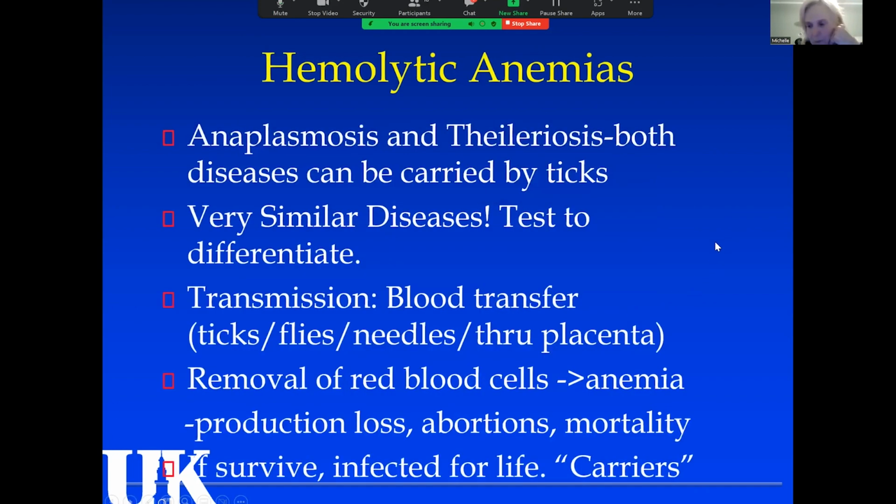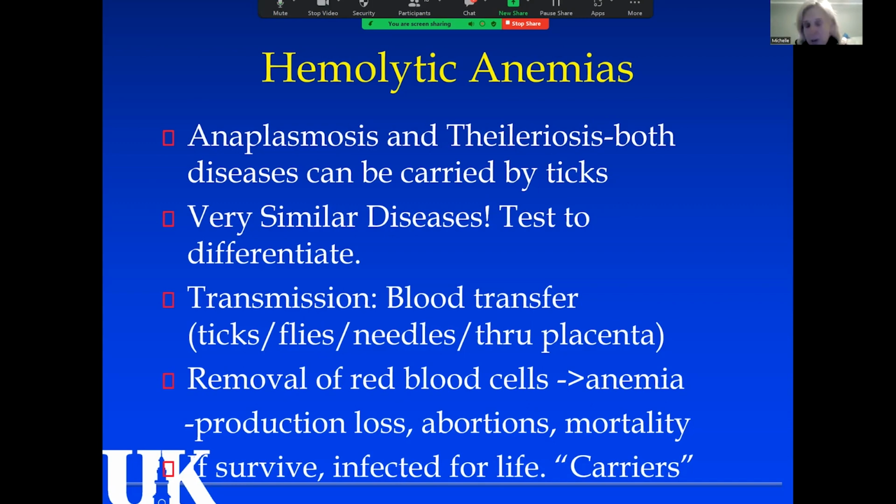So the second type of vector-borne diseases are the hemolytic anemias. Before it was the hemorrhagic diseases; the hemolytic anemias are just like it sounds. It's taking the red blood cell and it lyses or destroys it, and it creates an anemia. So anemia, for those that aren't familiar, is when the red blood cell count gets very low. And of course, red blood cells' job in life is to carry oxygen out to the tissues and the organs.